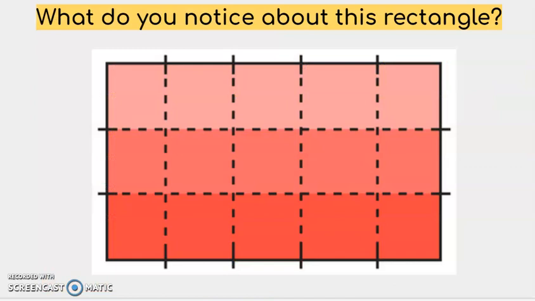Now let's move on to math. What do you notice about this rectangle? When I showed this slide to my class yesterday, I heard a few different responses. Somebody had said that the rectangle was broken up into equal squares. Somebody had mentioned that there were 15 squares in that rectangle. Somebody mentioned the colors of how the rectangle was shaded. Do you have anything else to add? What do you notice?